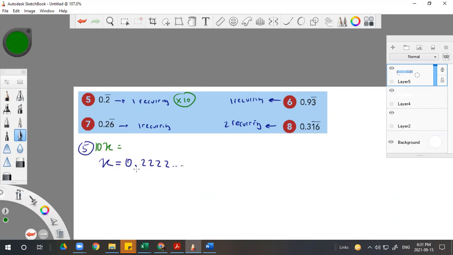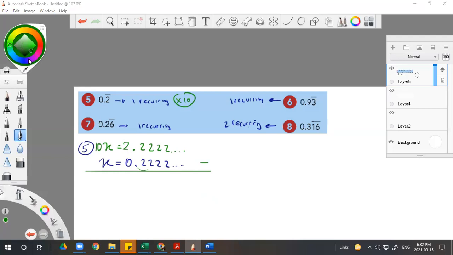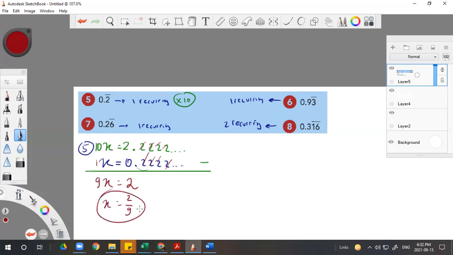If I multiply by 10, I move the decimal one step to the right side. This will be a glimpse of scientific notation. 2.2222 again and again, and so on. You just have to subtract the numbers, right? I think this is what your teacher teaches also. Cross, cross, cross, cross. So the recurring decimals will be annihilated. Becomes 2. 10x minus 1x, what is it? 9x. So x will be 2 over 9. Done. So we converted it into a fraction.